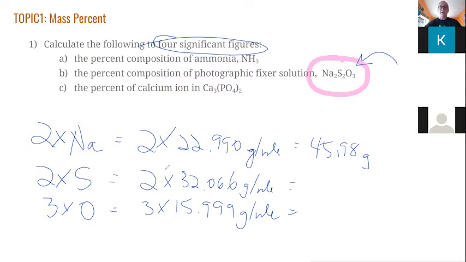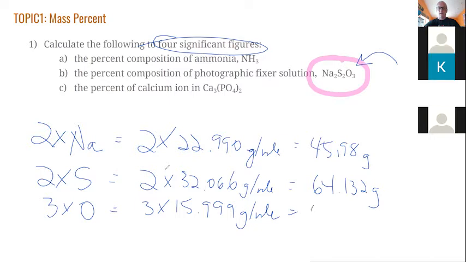I got 110.1. So you've done the whole thing. Wait, oh dang, hold on. I added the previous one. All right, what's 2 times 32.066? You help me with that one. It's 64.132 grams. And the last one? 47.997 grams. So then our total, our molar mass of the whole thing, is what?